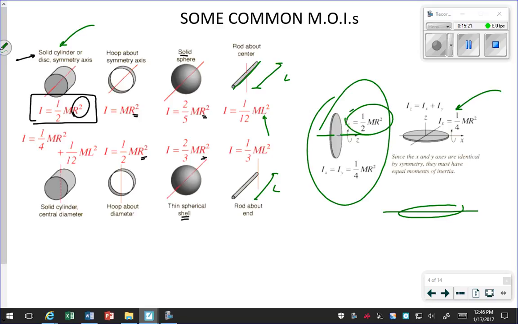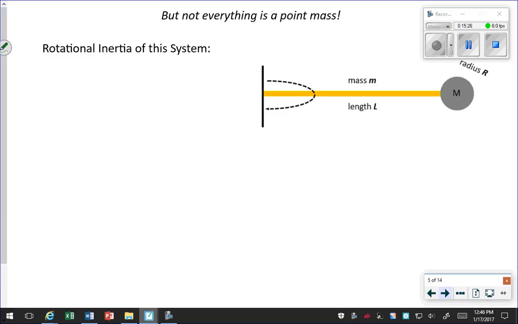All right. Now here's a more complex system where this is a rod, an actual rod of mass m and length L, and this is an actual sphere because it has a radius. So here's radius r. So that's not a point mass anymore, that's an actual object. And this system rotates about this axis. And what we want is its total rotational inertia or moment of inertia.